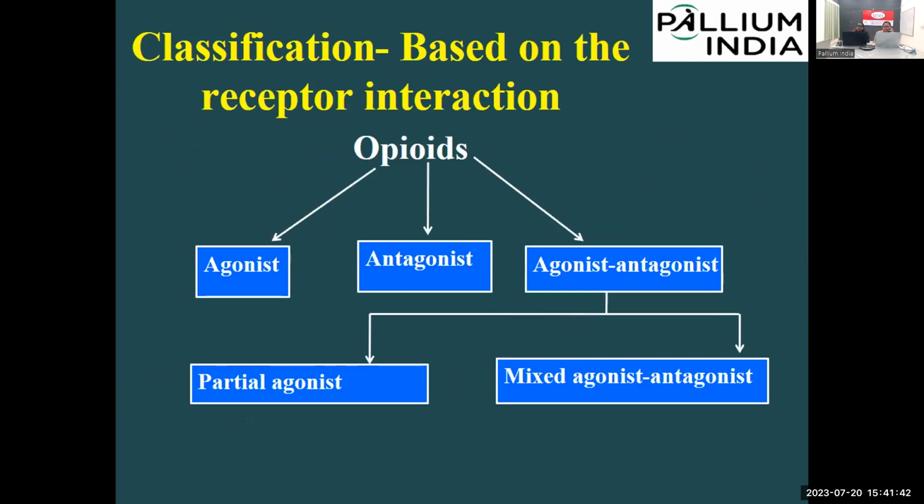So, classification based on the receptor interaction: opioids can be classified as agonist, antagonist, and agonist-antagonist. When I say agonist, it means that they act on the receptors and increase their action. An antagonist, in the presence of an agonist drug, reverses the action of the agonist. And an agonist-antagonist has agonist action on some receptors and reverses the action on others. Examples: morphine is an agonist; naloxone and naltrexone are antagonists; and pentazocine is an agonist-antagonist.